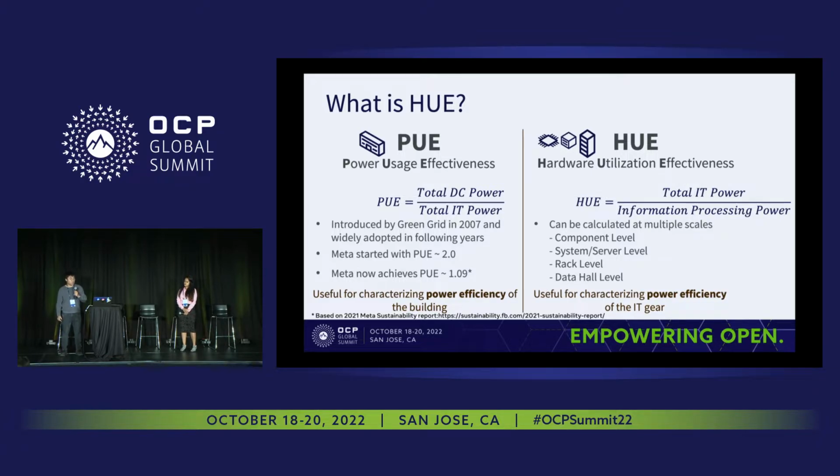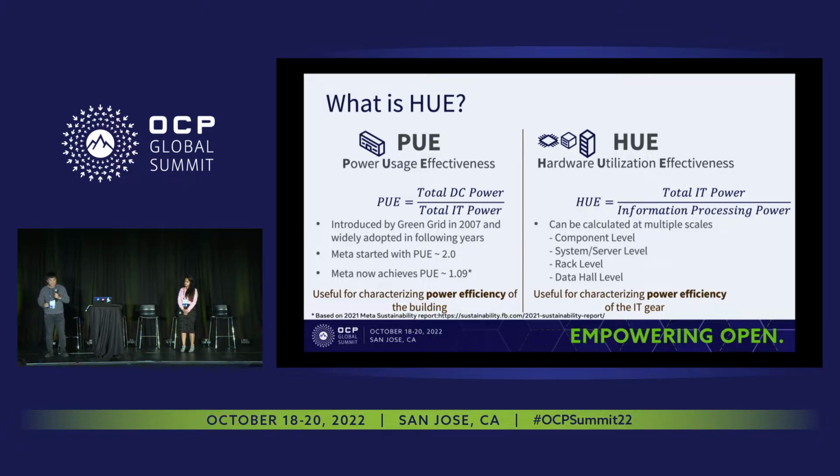Green Grid introduced a metric called power usage effectiveness, which is PUE, in 2007. It is defined as the total data center power divided by the total IT power. Several years ago, when Meta first calculated PUE, we were at around 2.0. And in the most recent sustainability report, we have already achieved a PUE of 1.09. So you can see it's a really huge success. But you can also see that we are almost squeezing out the opportunity at the PUE level.